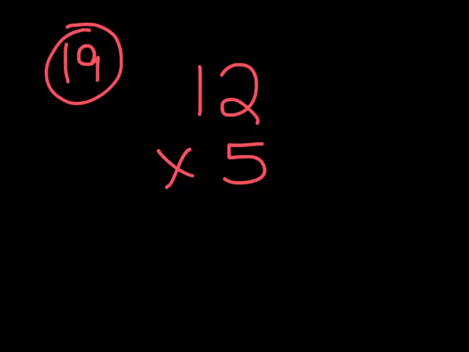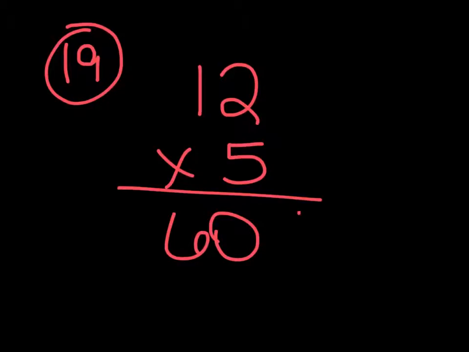Number 19, there are 12 inches in a foot. How many inches are in 5 feet? So you have 12 inches times the 5 feet. That gives you 60 inches.